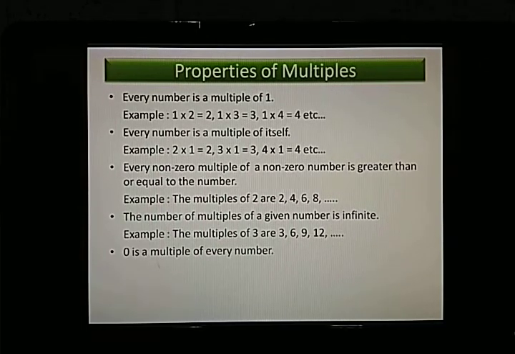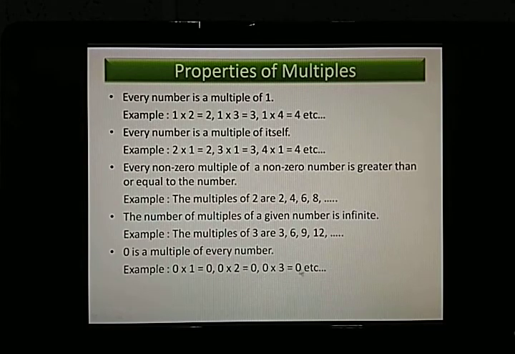Next, 0 is a multiple of every number. Now one more interesting thing is that 0 is a factor of every number also, and 0 is a multiple of every number also. So if you are asked to give a number which is a multiple and a factor of every number, then the answer is 0. For example, you can see 0 is a multiple of every number and the result is also 0. Quite interesting.